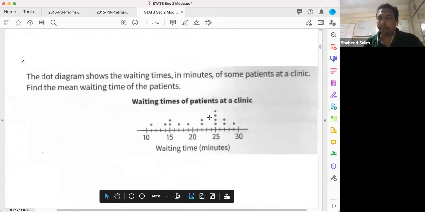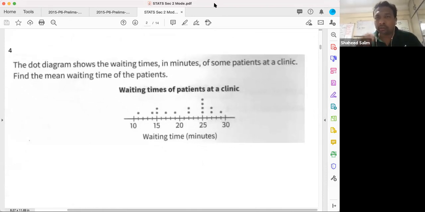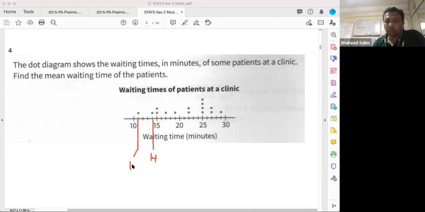So they want you to find what's the mean waiting time. Remember, mean means you find the total time divided by the total number of patients. That's it. Can you find out, please? In case you cannot see the numbers, I'll write it for you. Okay, you can start.